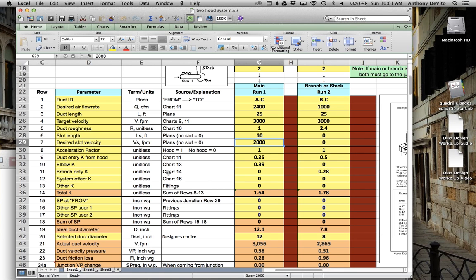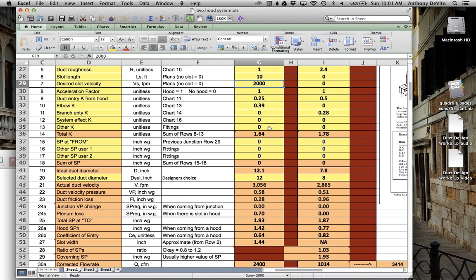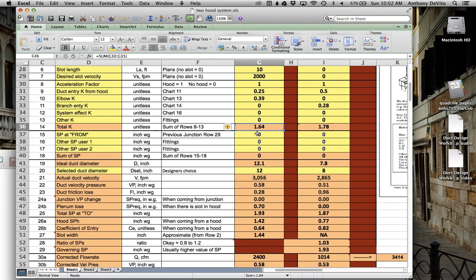No branch entry. We're on the main duct. No system effect. There's no other unusual factors, like maybe a filter that might give us resistance to flow. So we put a 0 in there. The total K factor is 1.64, which is going to be used. You don't fill that in, it calculated it for you. It could have made you add it up, but you didn't have to bother.